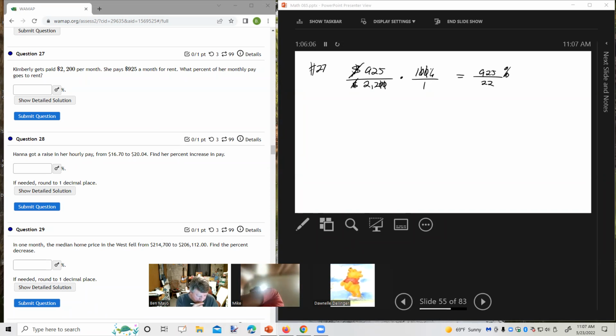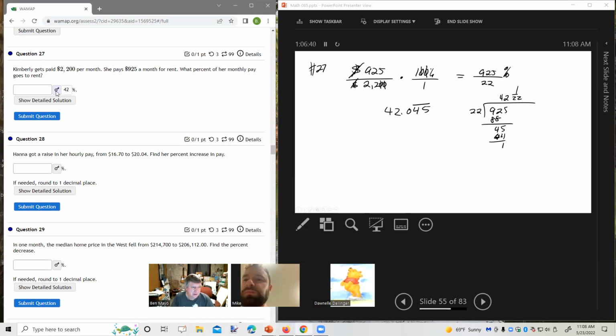Oh, it's repeating. Let's see. It's 42.045 repeating. Let's do that as a mixed number because it's not giving me anything it wants me to do. So if I take 925 divided by 22, that goes in 4 times, 88. And that goes in 2 times, 44, and then 1 over 22. Let's see if it does that.